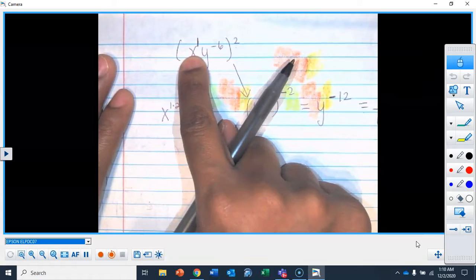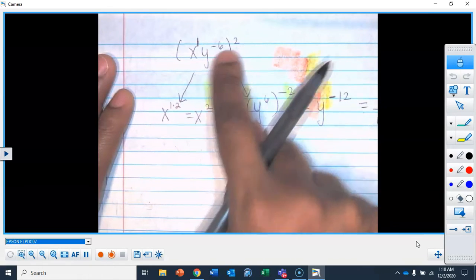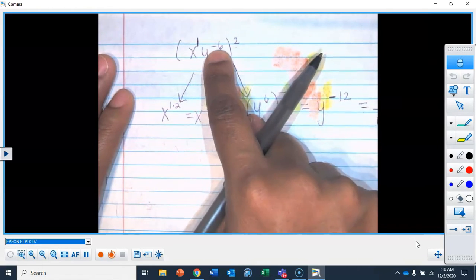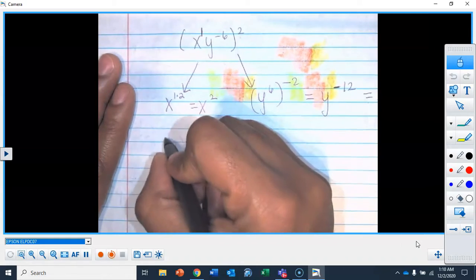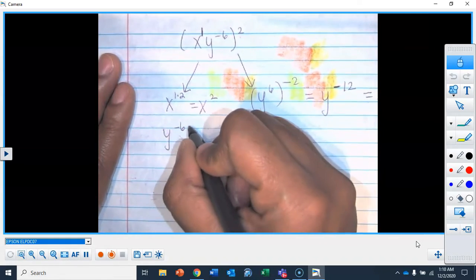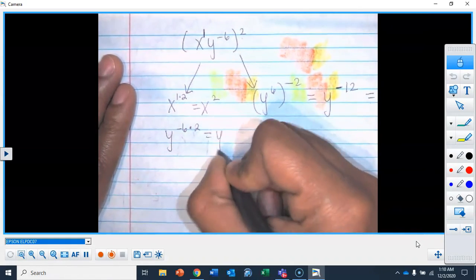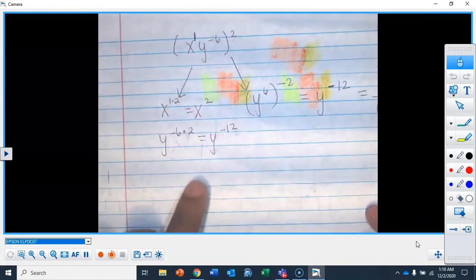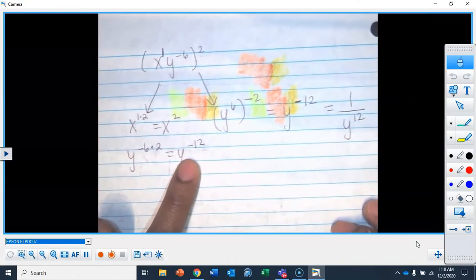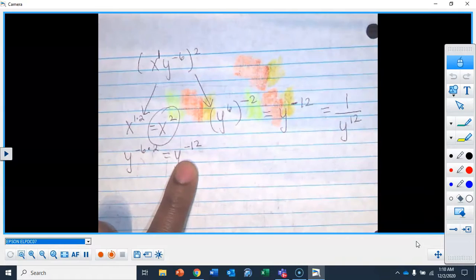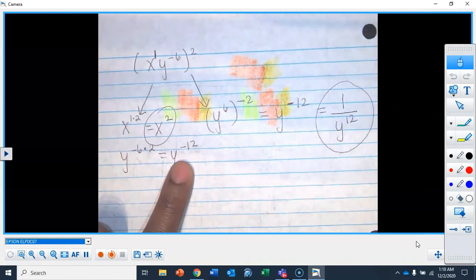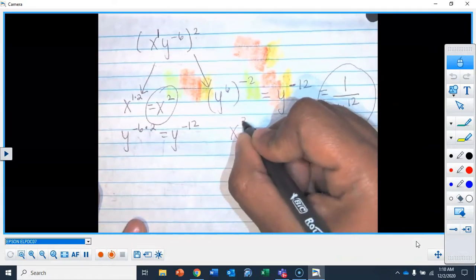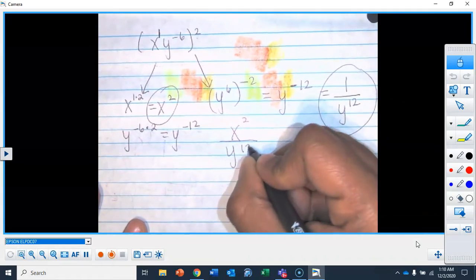So this base, multiply, gets raised to the second, and then this guy, whatever the variable is, multiply. So this was y to the negative 6, and then I times by 2, y to the negative 12, right? But when you put this together, remember this wasn't proper. So basically you have this in the numerator, the y's are in the denominator. So the final answer to this is x squared over y to the 12.